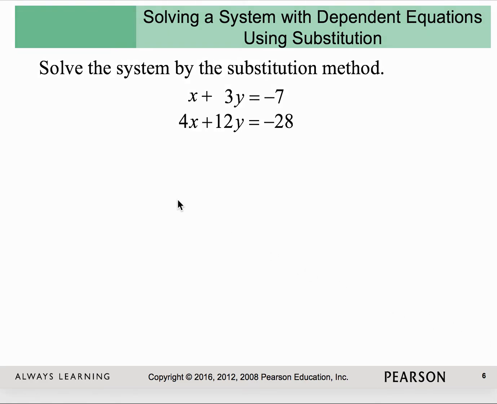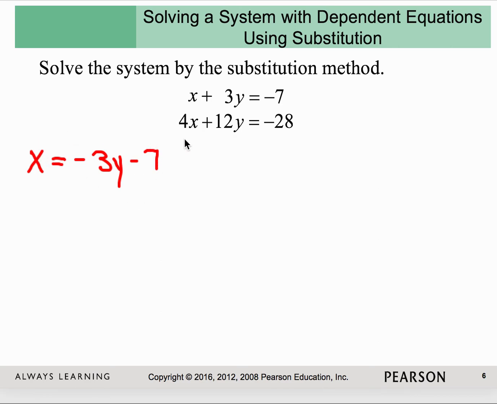Okay. Which variable do you want to solve for here? Yeah, I would solve for that x right there. All right, so I'm going to subtract 3y from both sides. So x equals -3y minus 7, right?